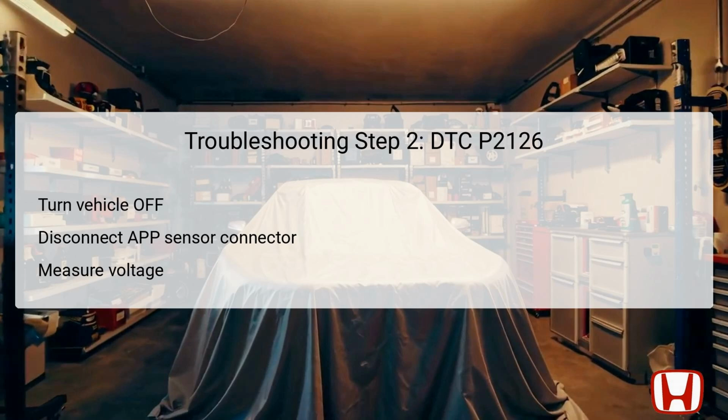After that, disconnect the APP sensor 6P connector, isolating the sensor from the vehicle's electrical system. Then, switch the vehicle to the on mode to power on the system without the sensor connected. Measure the voltage between the designated test points within the APP sensor 6P connector. The expected voltage should be about 5.0 volts.